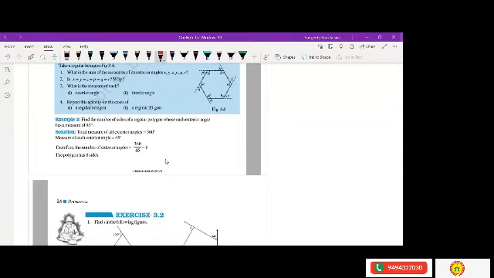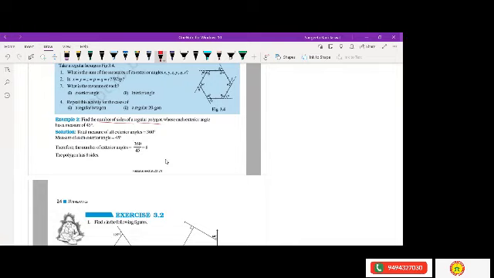Now see this, find the number of sides of a regular polygon whose each exterior angle has a measure of 45 degrees. Number of sides. Regular means a polygon whose all sides are equal, and every exterior angle is 45 degrees. So how will you find that? How many sides are there?